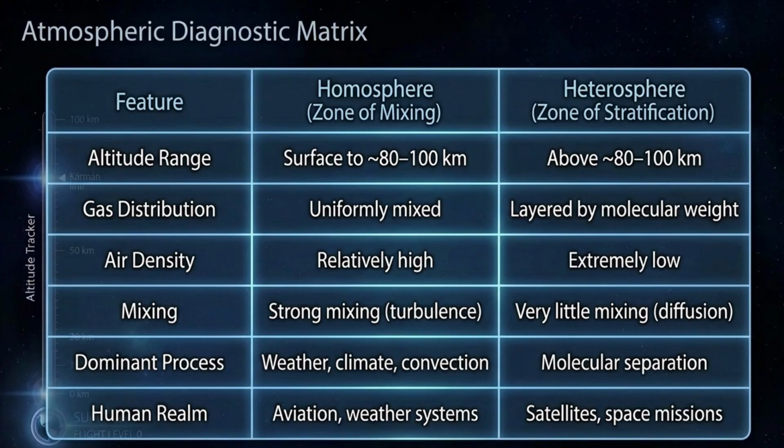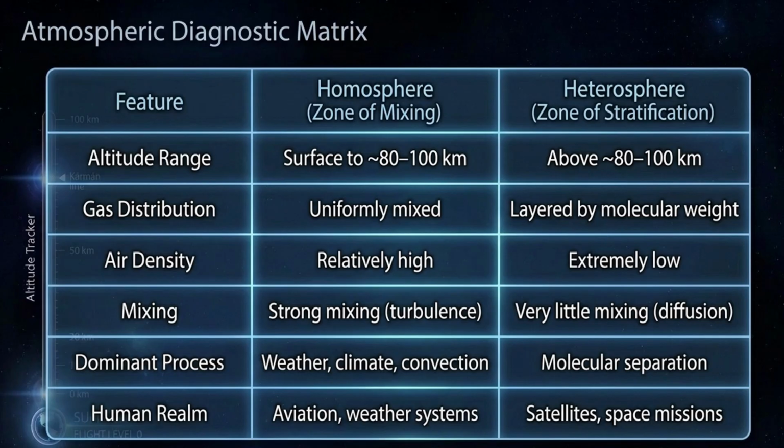Now let's compare the homosphere and heterosphere based on some important characteristics. First is the altitude range. The homosphere extends from the Earth's surface up to approximately 80 to 100 km, while the heterosphere extends above this region. Second is gas distribution. In the homosphere, gases are relatively uniformly mixed. In contrast, in the heterosphere, gases become arranged in layers according to their molecular weight. Third is air density. The homosphere has relatively higher air density, whereas the heterosphere has extremely low air density.